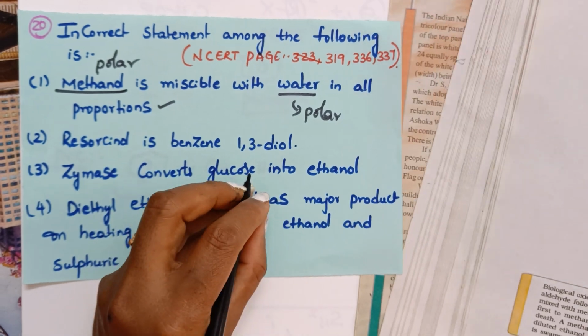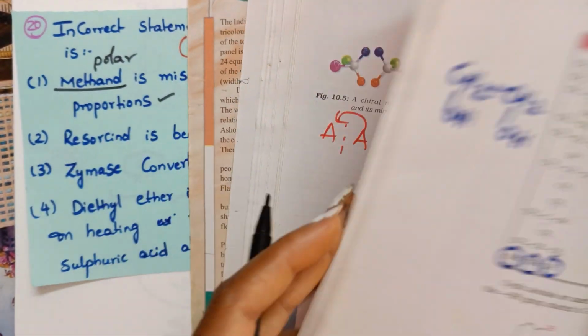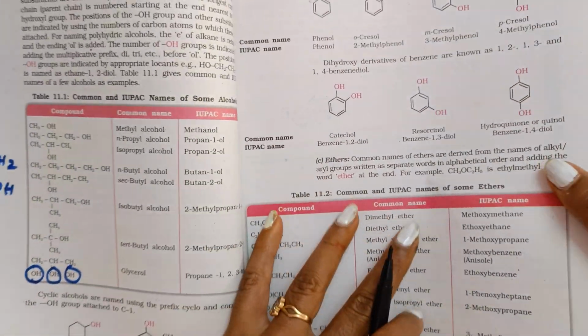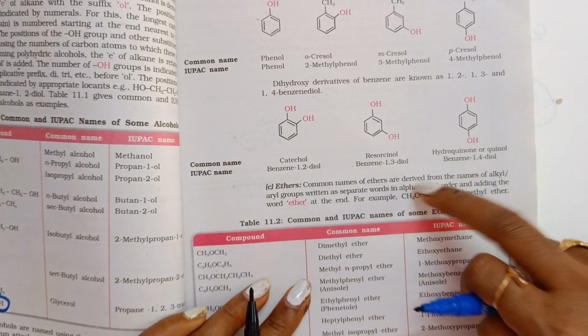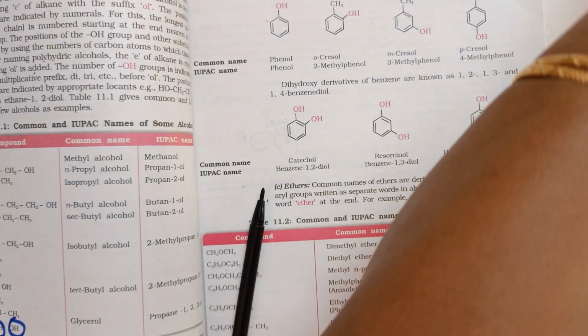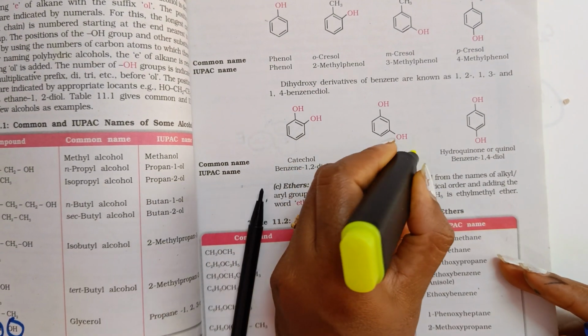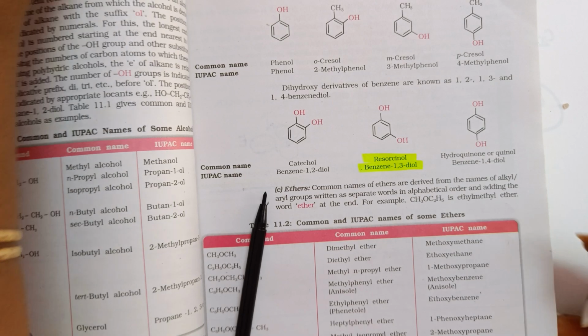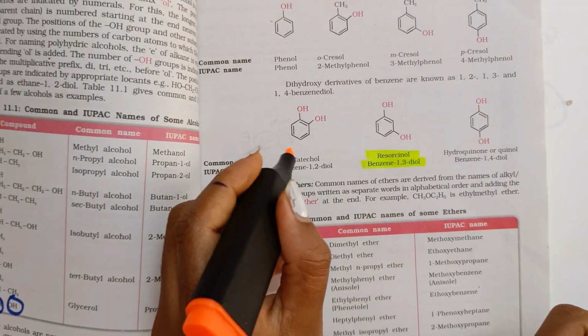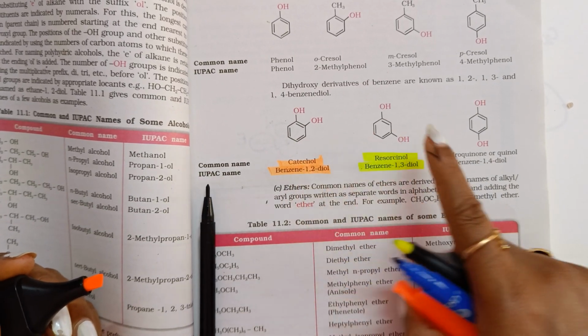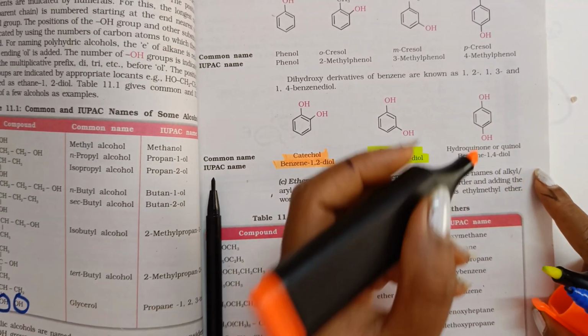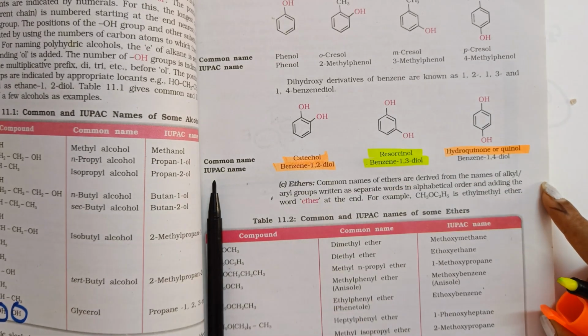Resorcinol is benzene 1,2 diol. This is from page number 319. See here, resorcinol is 1,3. First position, third position is resorcinol. Important it is. Resorcinol is 1,3. At the same time, you remember catechol also. 1,2 is catechol. Benzene 1,2 diol is catechol. Benzene 1,4 diol is hydroquinone or quinol.